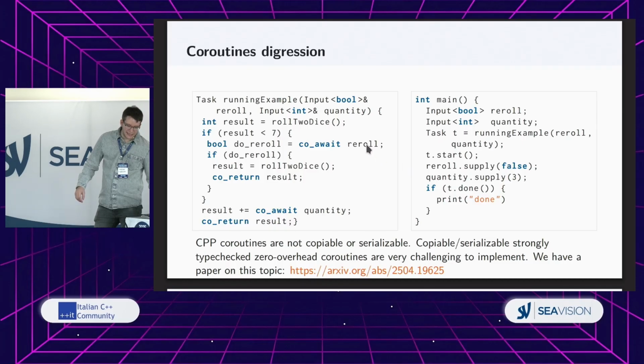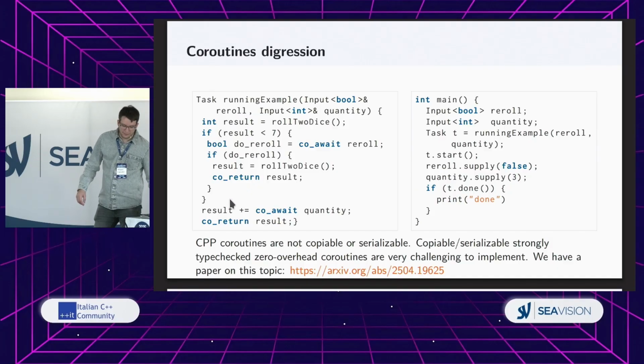The reroll inside is the same reroll as outside. You will resume from this reroll. You will resume from the co_await. False will be passed to the co_await. The co_await will pass it to do_reroll. If the user does want to reroll, that is false. So you do not take this if statement. You jump to the end.